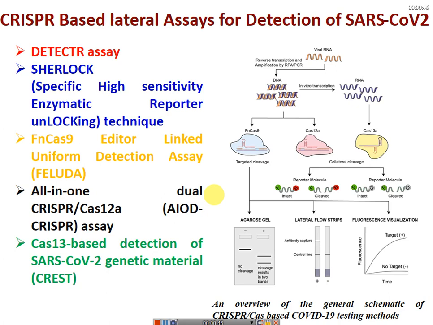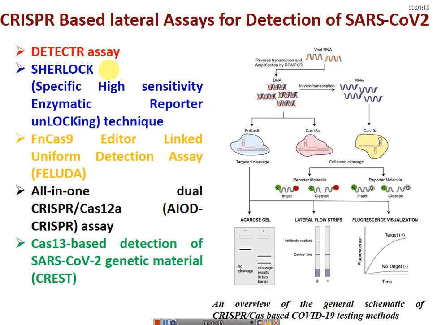These assays include the DETECTR assay, the SHERLOCK assay, that is a specific high sensitivity enzymatic reporter unlocking technique, and the FnCas9 editor linked uniform detection assay, acronym FELUDA, and there is the AIOD-CRISPR assay, that is all-in-one dual CRISPR-Cas12 assay, and there is CREST, that is Cas13 based detection of SARS-CoV-2 genetic material. Okay, so we will try to understand the first three assays, that is DETECTR, SHERLOCK, and FELUDA.